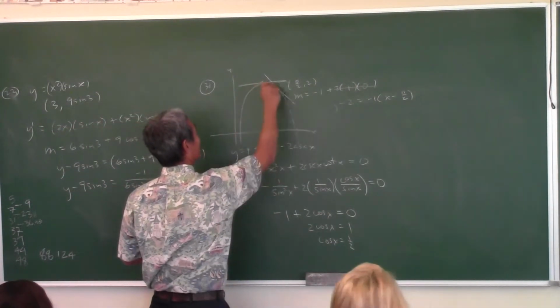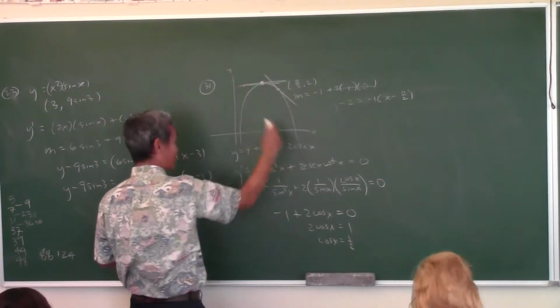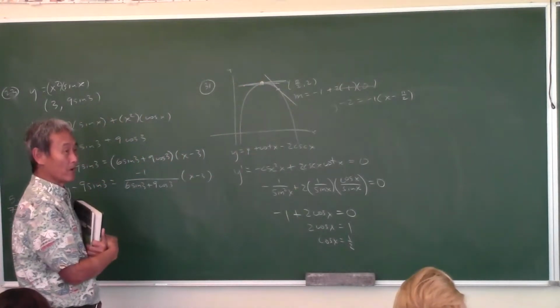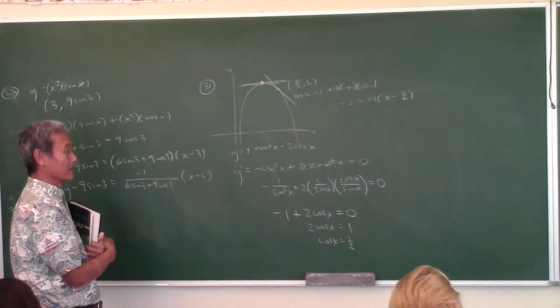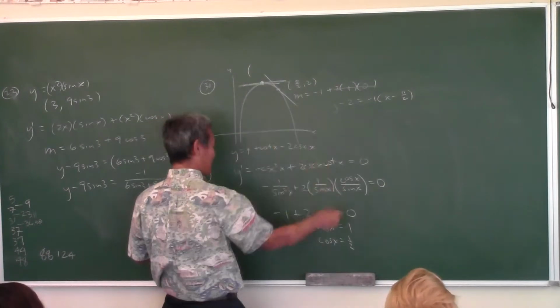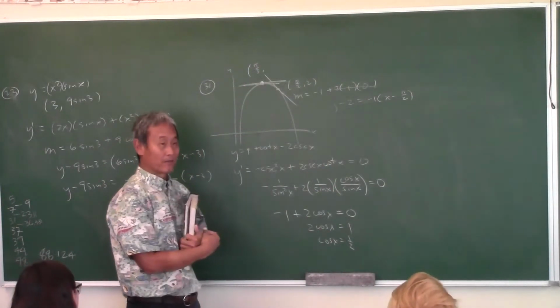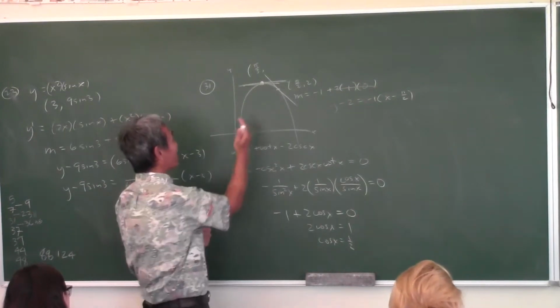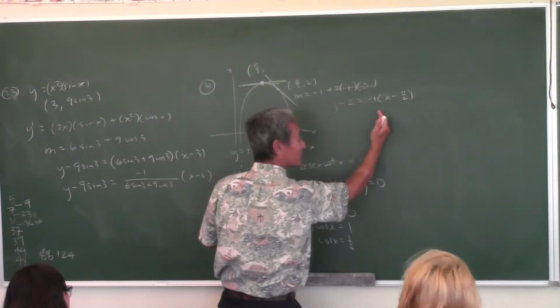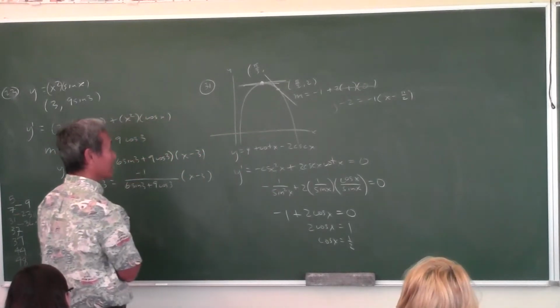Look at this graph. This is the first time to the right of the y-axis when cosine is going to be 1/2. So when is that going to be? Pi over 3, that's right. So the x-coordinate of this point is pi over 3. Does everybody see why it's not 5 pi over 3? Because 5 pi over 3 would be more down there. This is the first time to the right of 0 where that's going to happen.